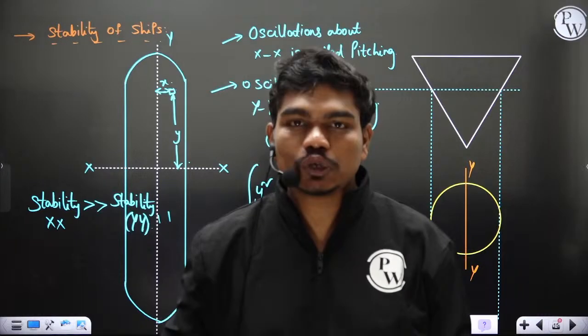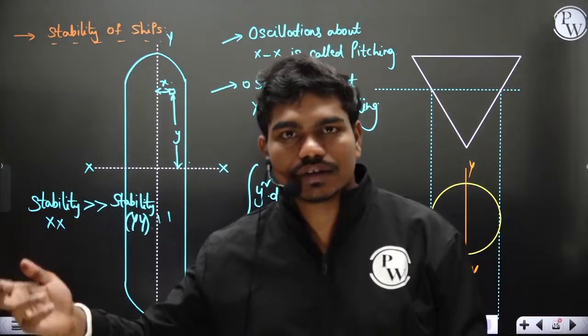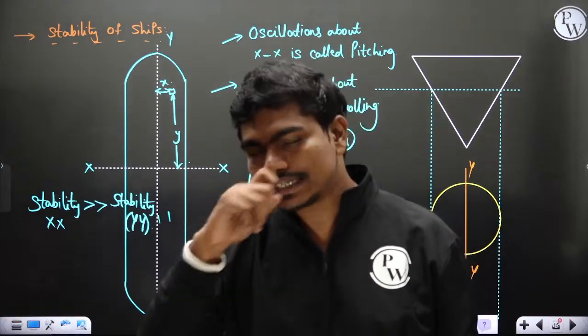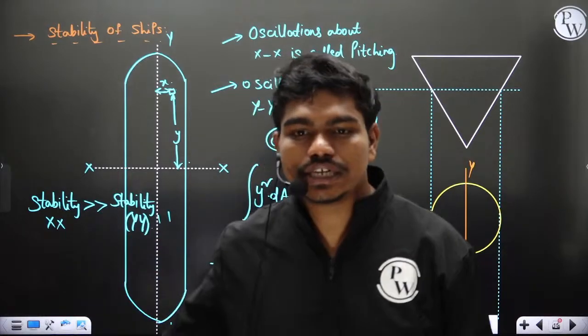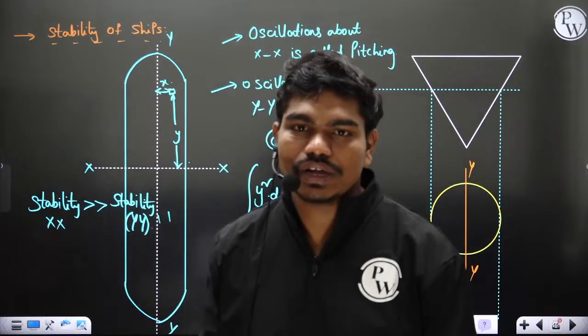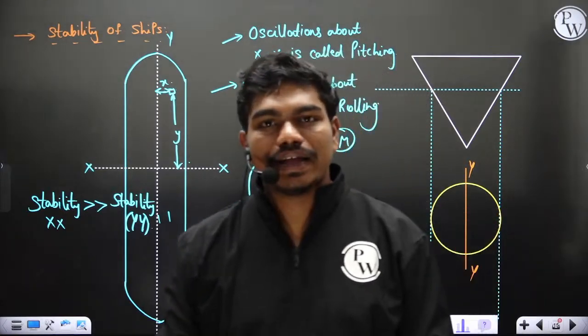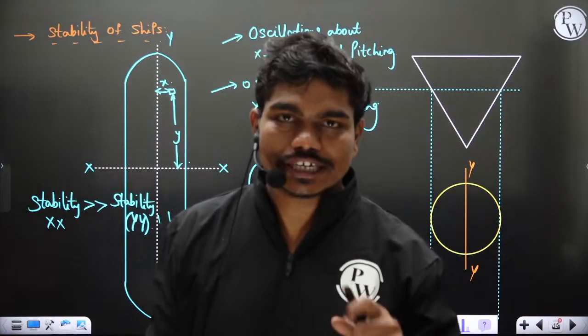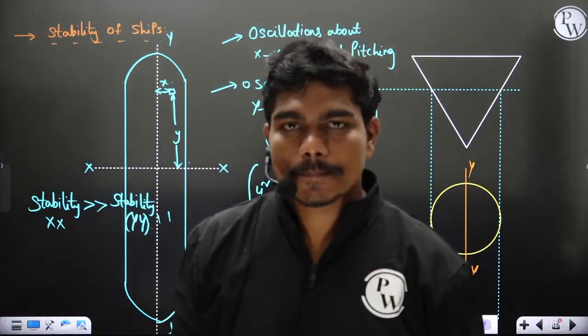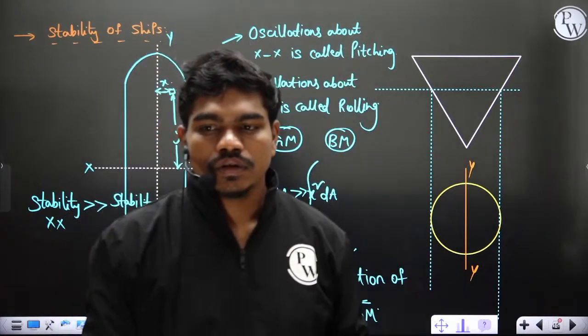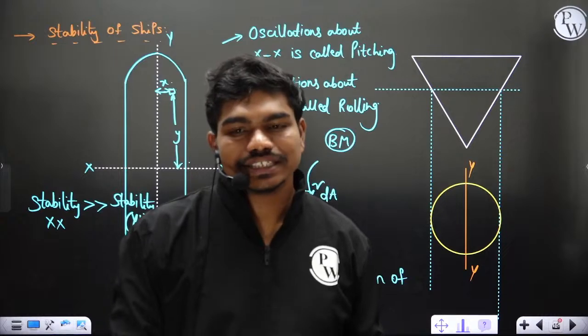But in the case of cargo ships, comfort is generally not of much importance, and goods are of very high importance. Clear? We actually keep high values of GM, metacentric height, so that it can maintain the stability. Okay, so is this clear to all of you?